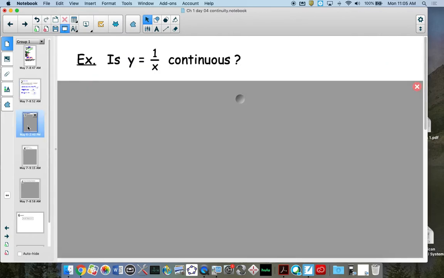All right, let's look at some examples. Is y equal 1 over x continuous?